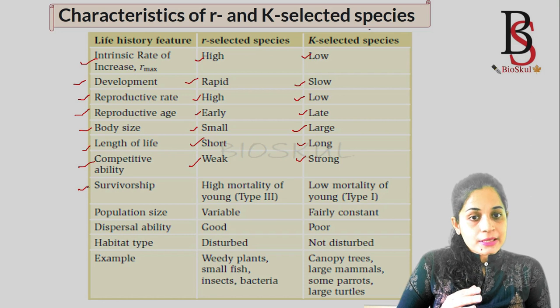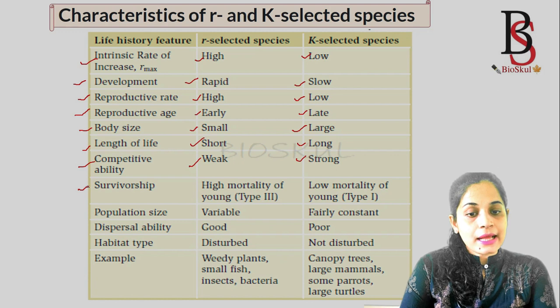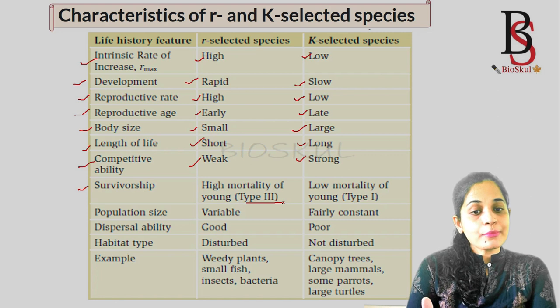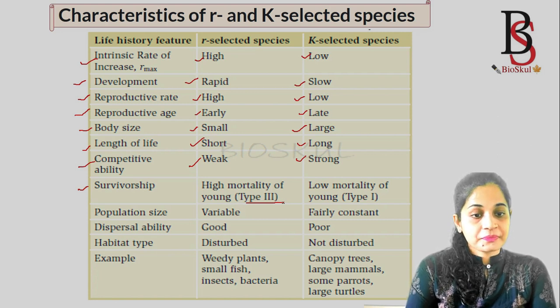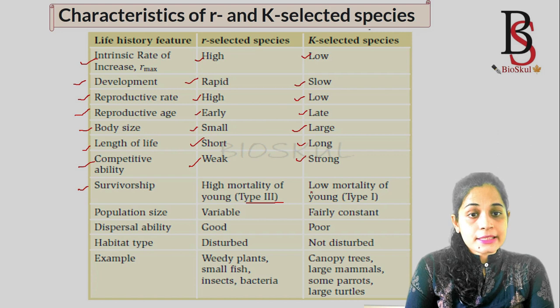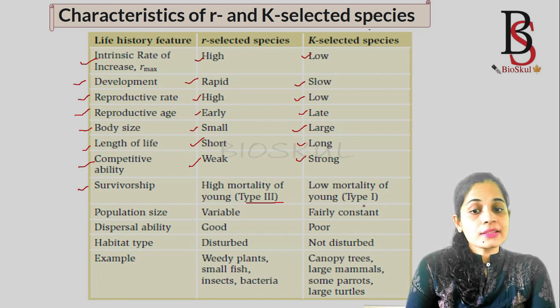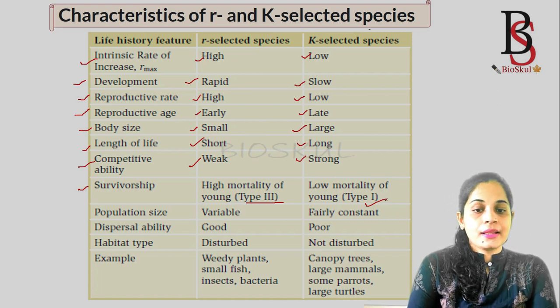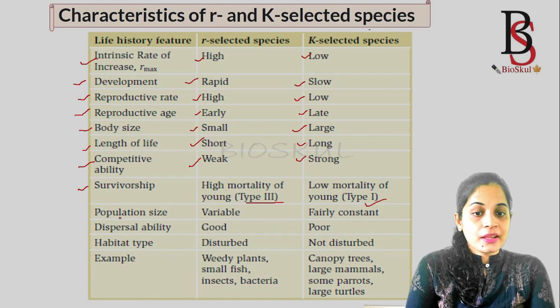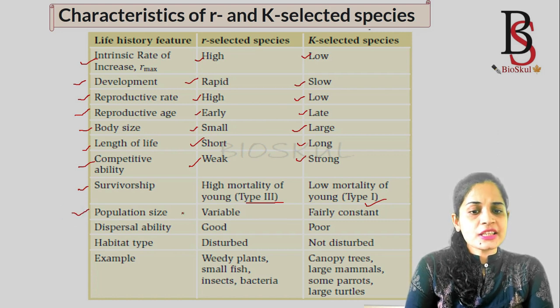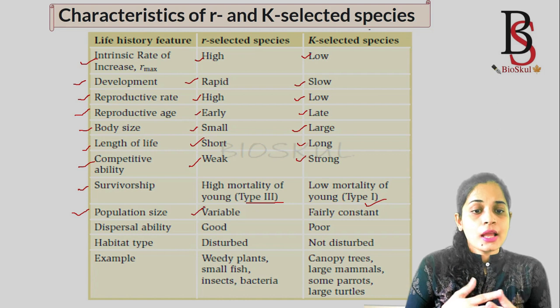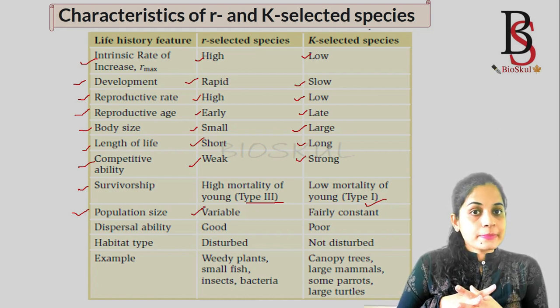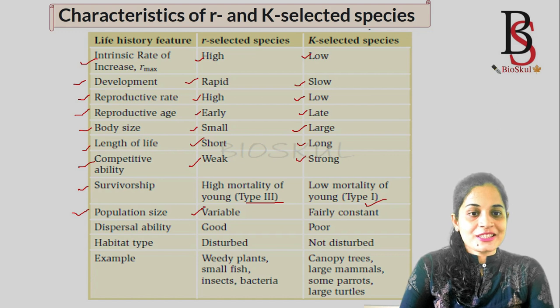In the survivorship curves, the R selected species are in type 3 survivorship curves, because they have a high mortality rate at the younger stages, whereas the K selected species show type 1 survivorship curves, with a low mortality rate at younger stages. Then next we come to population size. In R selected species, the population size is not constant, it's variable, whereas in K selected species, the population size is fairly constant.